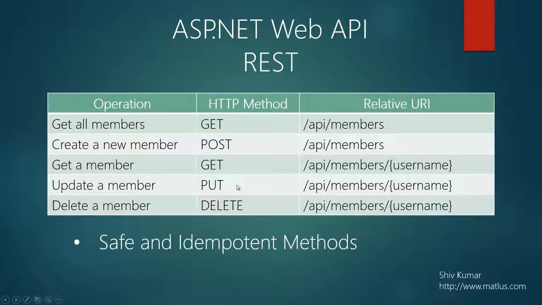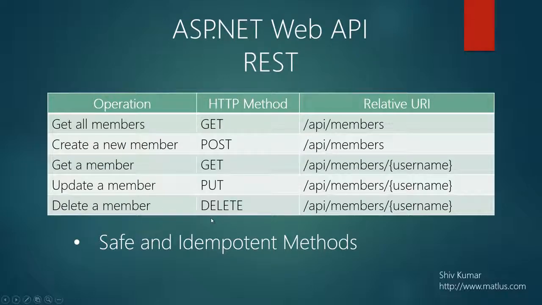If you were intending to update a specific member, then you would add the username of the member that is uniquely identified by this username, and the HTTP content would again contain a member with the updates, so whatever was changed in the member would be part of the HTTP content in the form of JSON or XML, as the case may be.